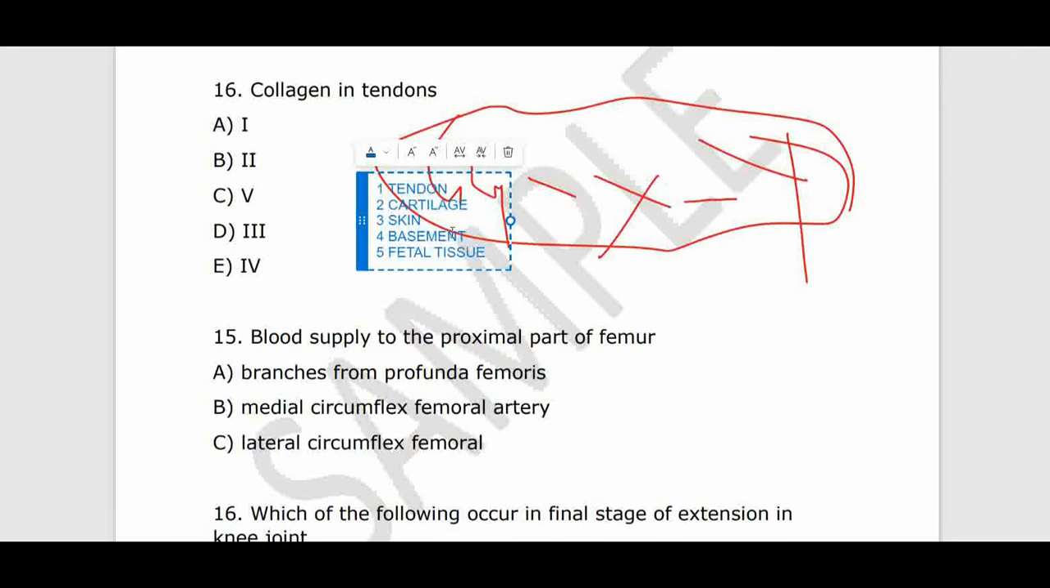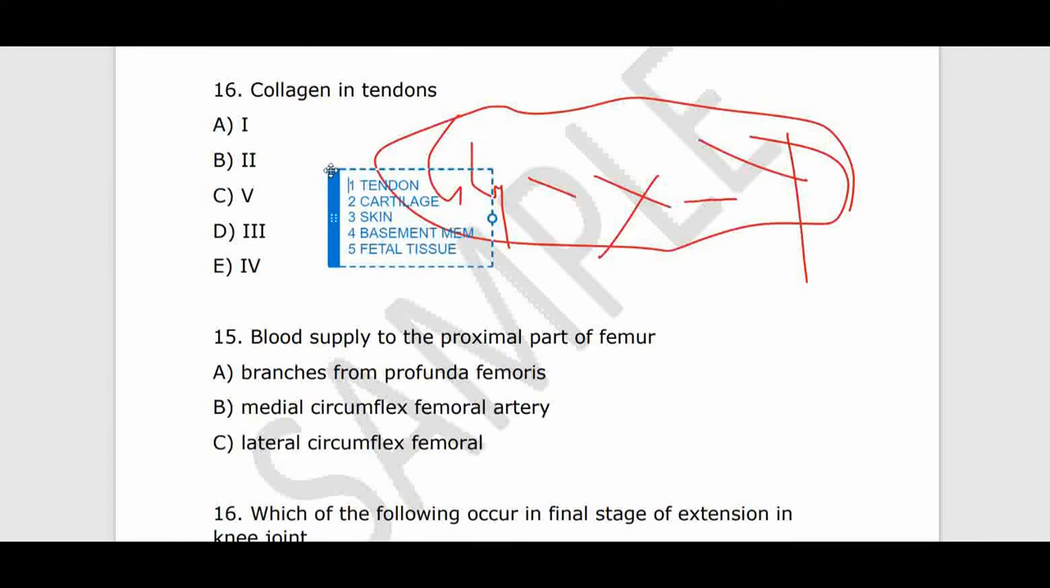So I usually don't like this kind of question because, as I said, there's a great overlap between them. But then for this question, we have to just memorize some. So we tend to say, okay, this is the more popular one. 1 tendon, 2 cartilage, 3 skin, okay, and 4 basement membrane, and 5 fetal tissue. But there's an overlap, and there are more types of collagen to remember. All right. So this is our answer.